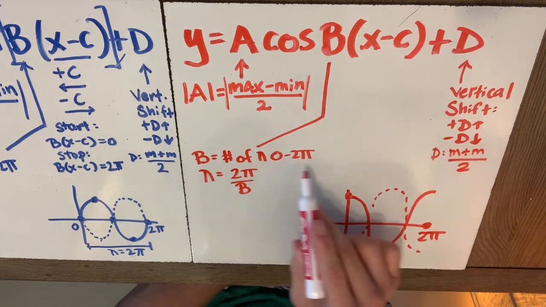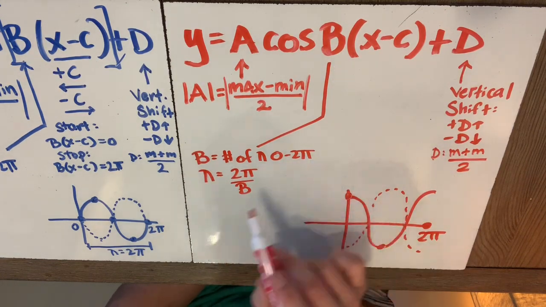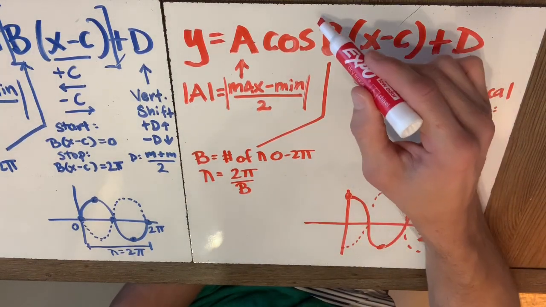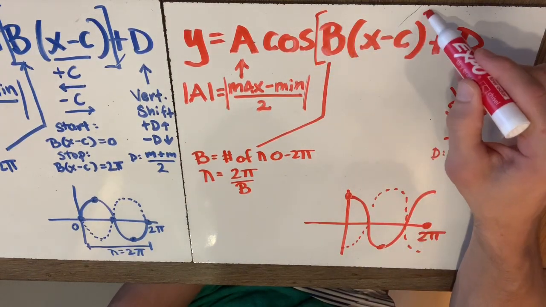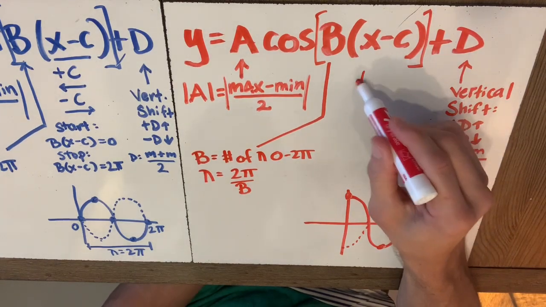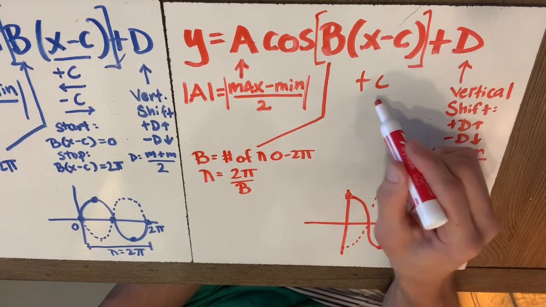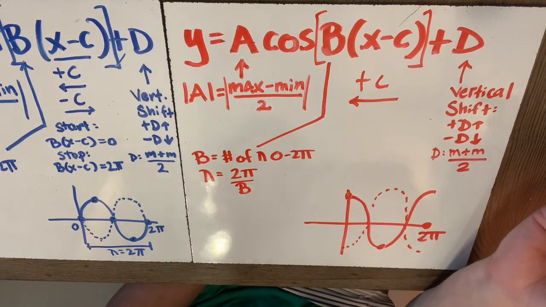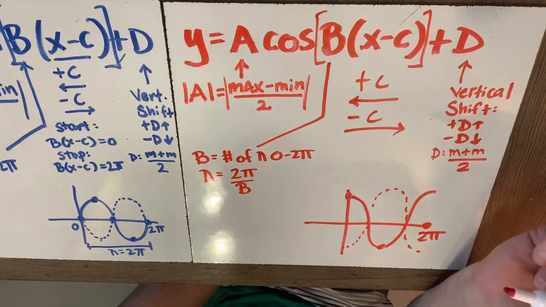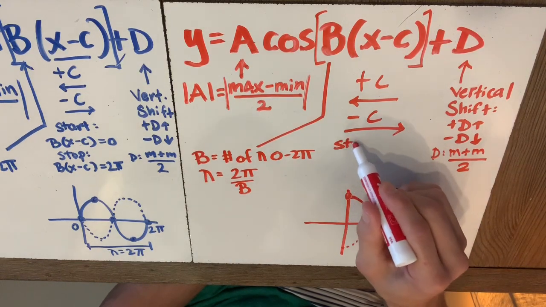B still remains the number of cycles or periods from 0 to 2 pi, and the period is still 2 pi over b. If you factor out this b, I'm going to draw an extra parentheses here, then x plus c actually moves you to the left. Isn't that crazy, cuckoo, bizarro, bonkers? And x minus c sends you to the right. And it's the same idea here.